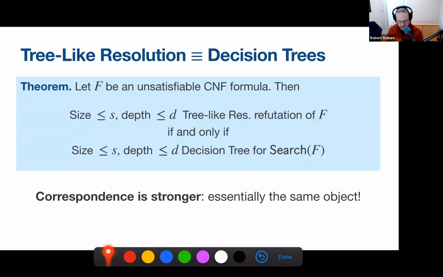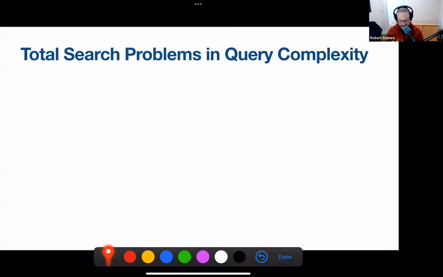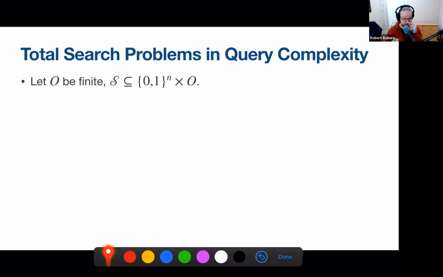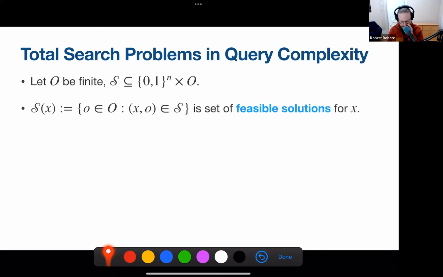Okay, cool. So let's take a step back, and I'd like to think about decision trees more generally, decision trees solving total search problems in a more general realm. So here's a very general setup for solving total search problems. If O is a finite set and S is some relation on this cross product right here, then I'm going to let S of X, for some input X, be the set of O's such that X and O are in the relation. Okay, so this is the set of feasible solutions.